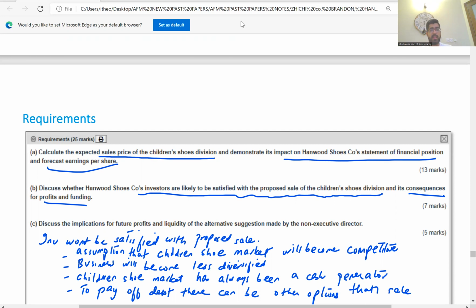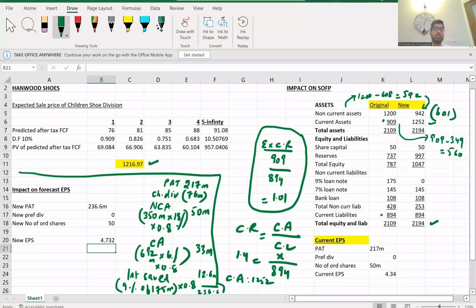So whether Hanwood Shoes investors are likely to be satisfied with the proposed sales of children's shoes division. It won't be satisfied, 4 marks. Okay. Its consequences on profits and funding. Okay. Let's see the consequences on profits. So you have already mentioned that consequences on profits are increasing.